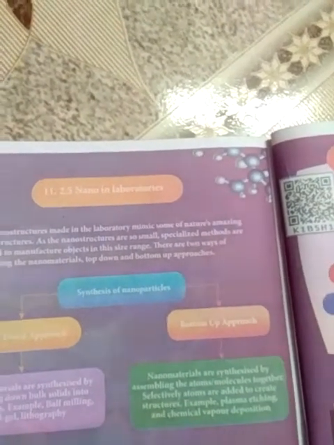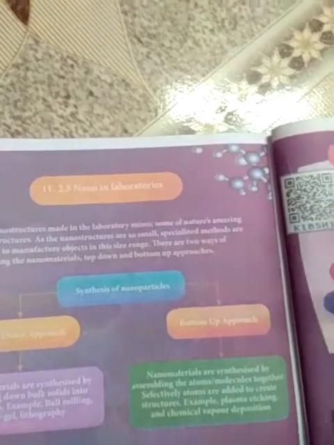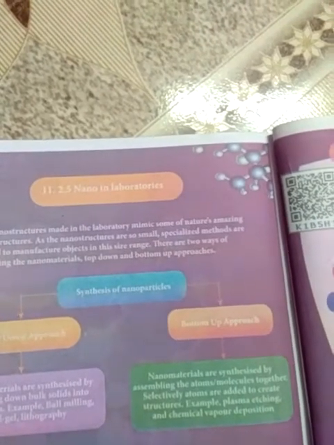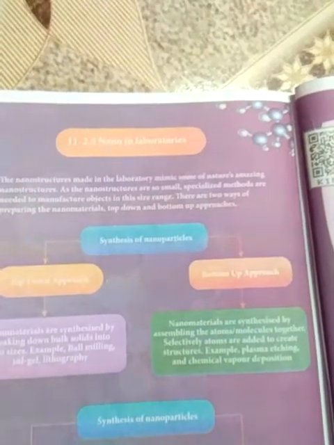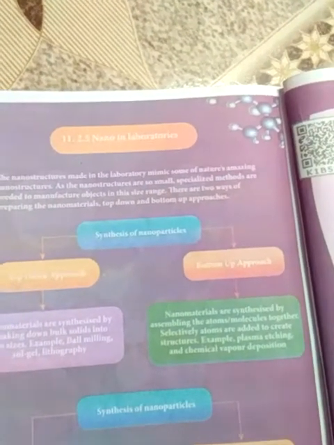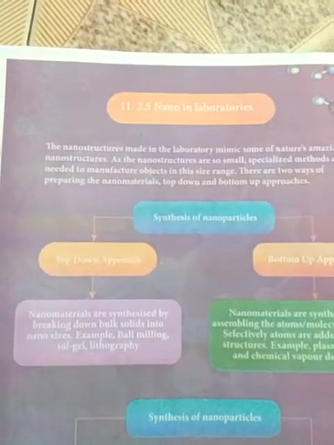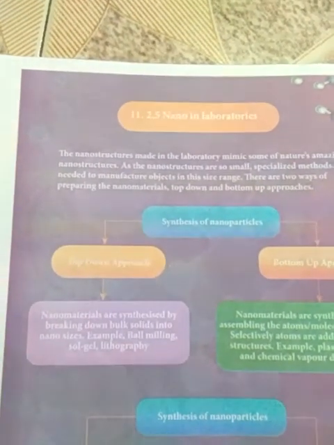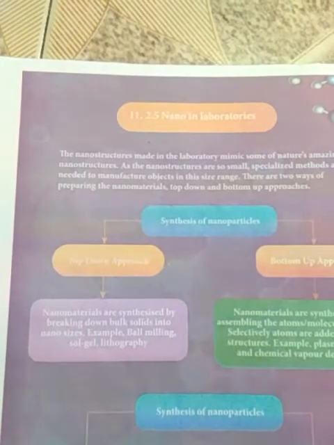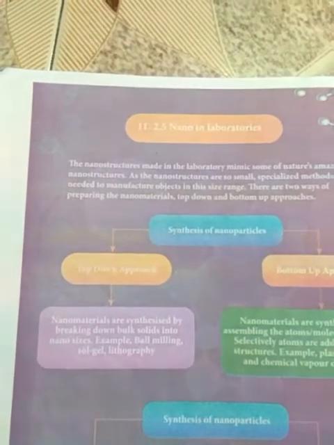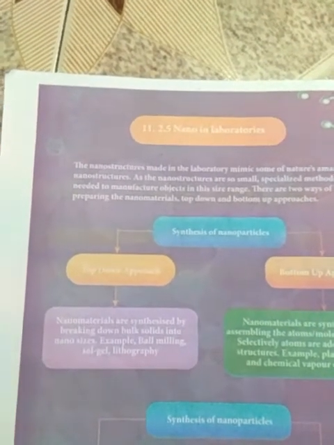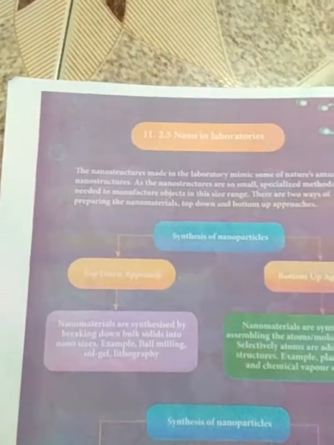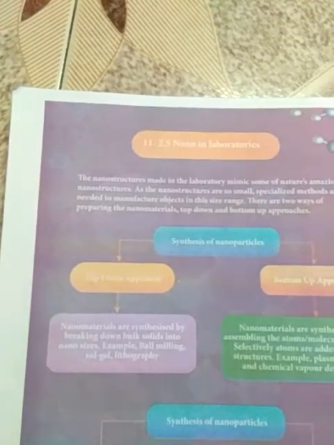There are two ways of preparing nanomaterials, top down and bottom up approaches. So you see the synthesis of nanoparticles. One is a top down approach, another one is a bottom up approach. Okay, so now the top down approach: nanomaterials are synthesized by breaking down bulk solids into nano sizes. The bulk solid you have to change to nano sizes. Examples are ball milling, sol-gel and lithography.